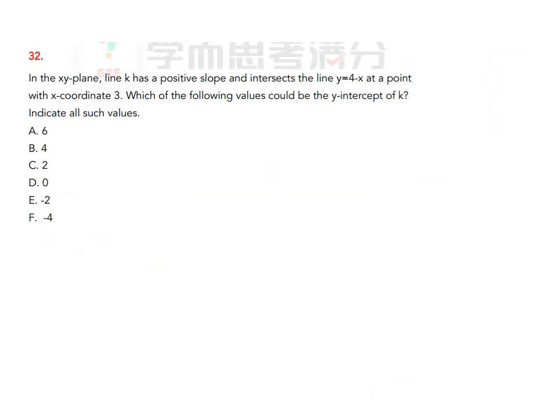In the xy plane, line K has a positive slope and intersects the line y equal to 4 minus x at a point with x coordinate 3. Which of the following values could be the y-intercept of K? Indicate all such values.